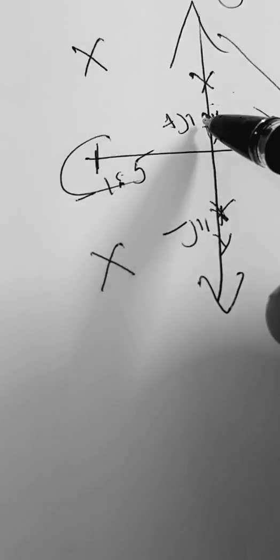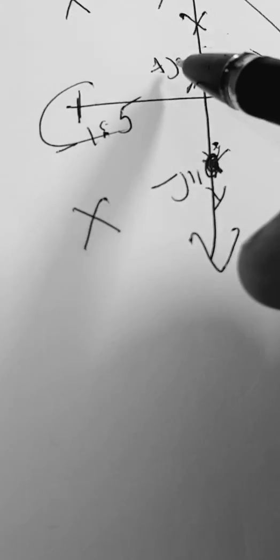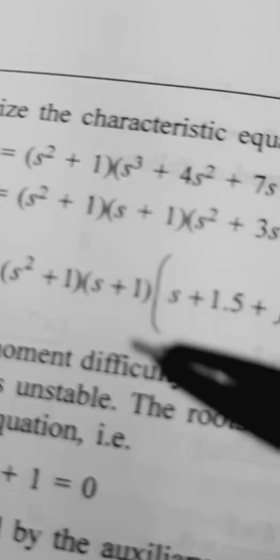Then there are two poles here. One is here and another is here, plus j1 and minus j1. And apart from that, here s is minus 1, so there is another pole here, that is s equal to minus 1. Okay.